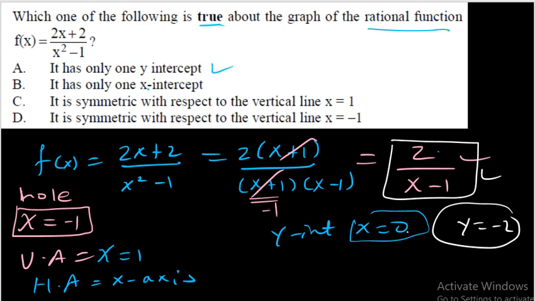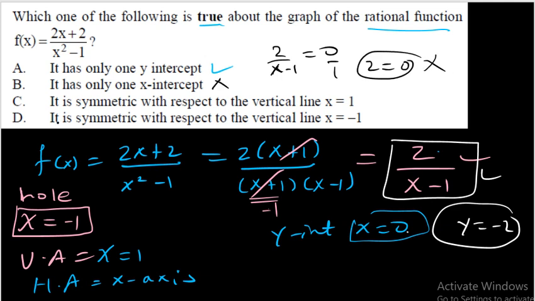B says it has only one x-intercept. Take the simplified one, 2 over x − 1, make it equal to 0 and try to solve for x. By cross-multiplying, you'll get 2 equal to 0, which is meaningless. 2 and 0 cannot be equal. That means it has no x-intercept.